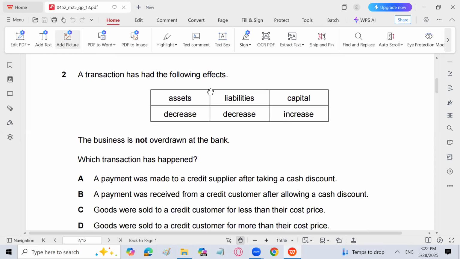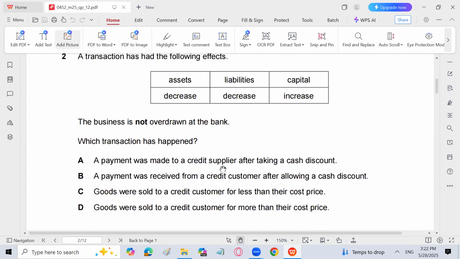A transaction has had the following effects: asset decrease, liability decrease, capital increase. The business is not overdrawn at the bank. Which transaction has happened? So it means that we have a bank balance at the bank. It is not overdrawn. Which transaction has eventually resulted in a decrease in asset, a decrease in liability, and an increase in capital? A payment was made to a credit supplier after taking a cash discount.